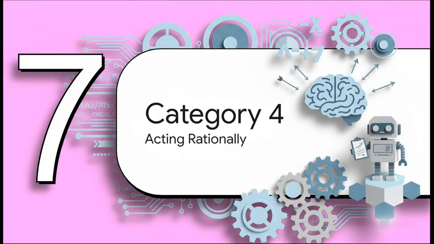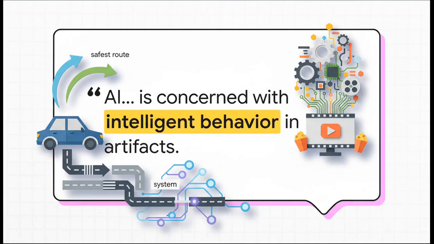And I gotta say, this is probably the most dominant, most important approach in AI today. It takes the goal of perfect, rational performance, but focuses it on action in the real world. The whole idea is to build things called rational agents. Nilsson's quote here is just so clean. AI is concerned with intelligent behavior in artifacts. It's about creating systems that do the smart thing to get the best result.